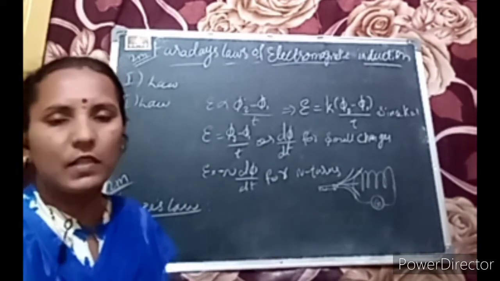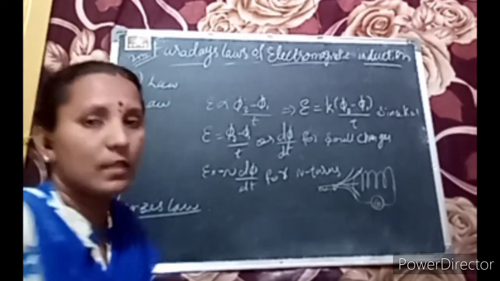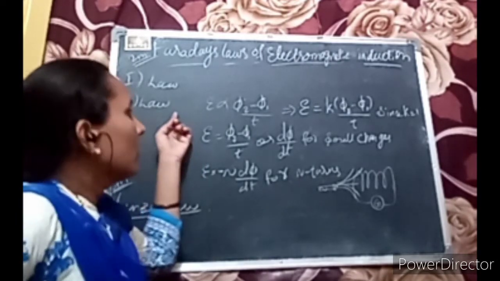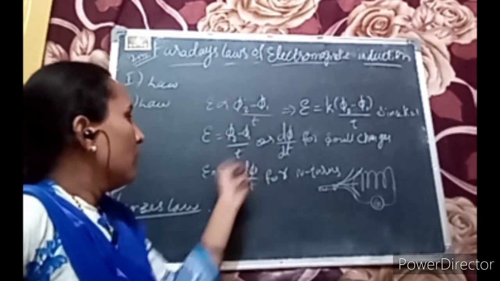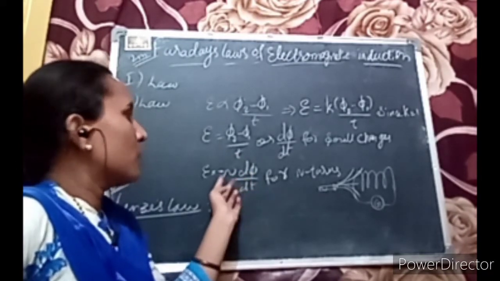Fine, first and second both you need to write when they ask for Faraday's laws. So I am repeating, you can see over that d phi by dt, and here we are writing minus n d phi by dt. This is for n number of turns.